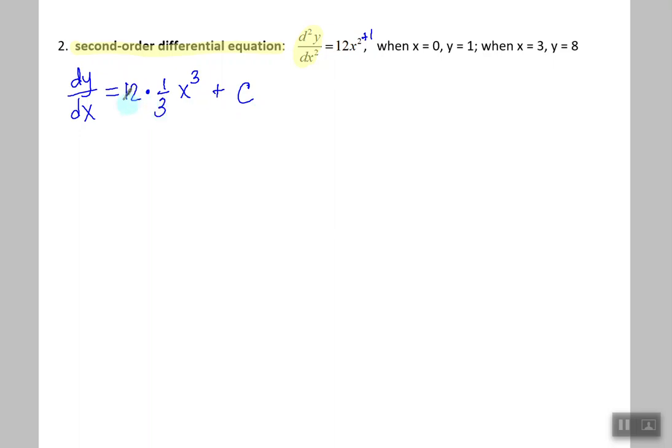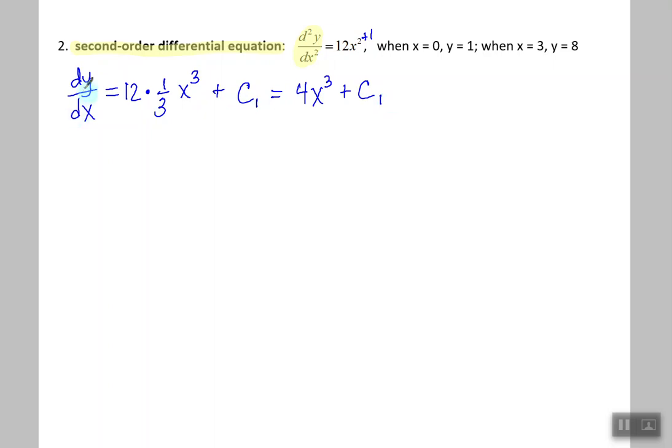Let's clean this up a bit. 12 divided by 3 is 4, so we actually have 4x cubed plus c. Now we have to do this process again because we still have an equation that has a derivative in it, a first derivative. So we have one more antiderivative to do, which means we're going to end up having another arbitrary constant. So to keep it straight, let's call this constant c sub 1, and our next constant will be c sub 2.